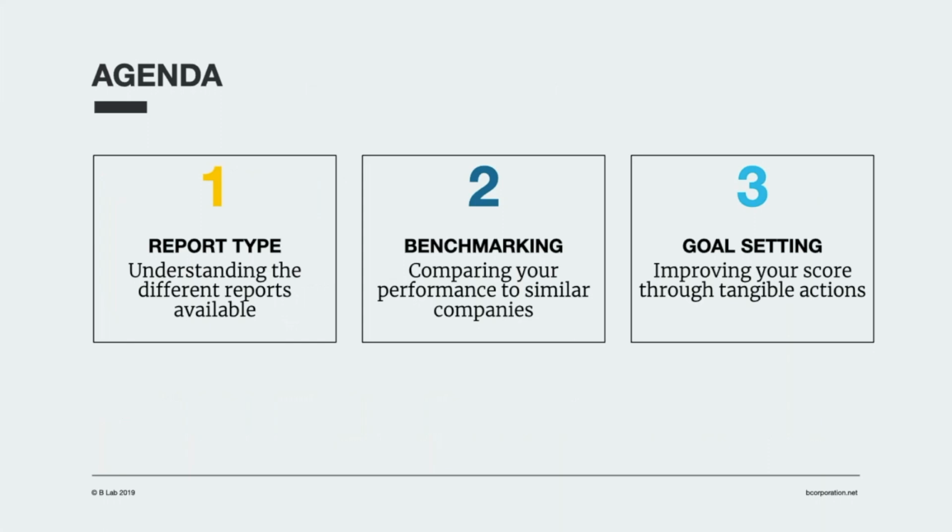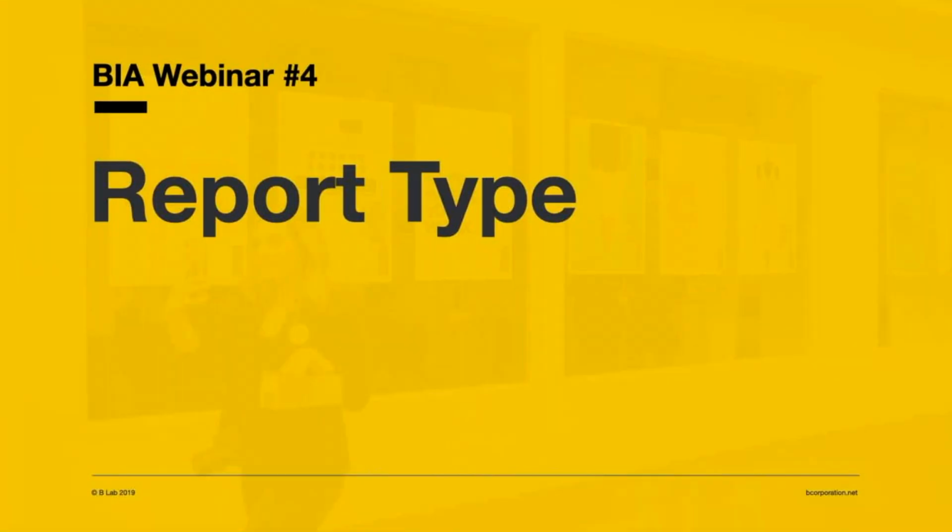For today's webinar, we will discuss three options that are available in the B Impact Assessment. The first is the different reports you will encounter. We will discuss how to work with these reports. The second is benchmarking and how you stack up compared to your peers. The last one is goal setting, using the learnings from the B Impact Assessment to continuously improve your performance. Let's start with talking a bit more about the different reports available to help you analyze your data.